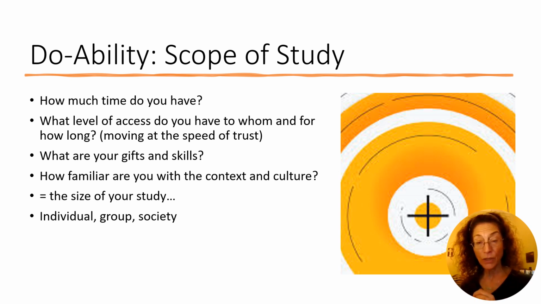Now, I do want to note that there are three foci that you will decide as you think about scope. Or you'll decide which of these three foci, or which combination of them, you want to use. So are you focusing on individuals? What happens inside individuals? What happens in their lives? Are you focusing on a particular group? What happens not only in each individual that participates, but what happens to the group? Or what happens to the society?